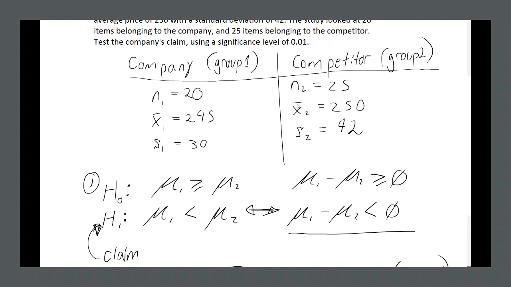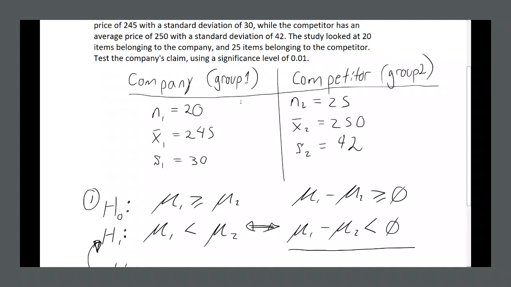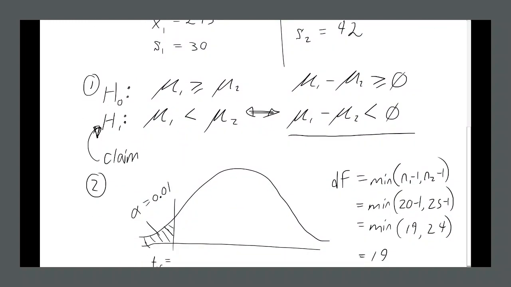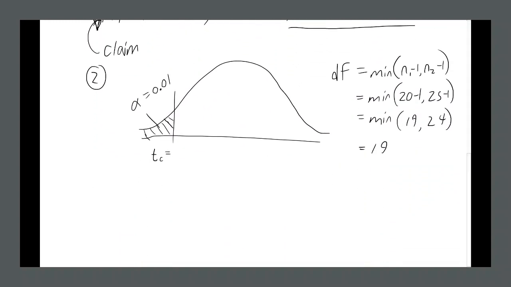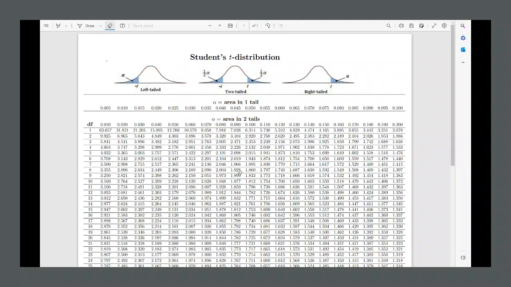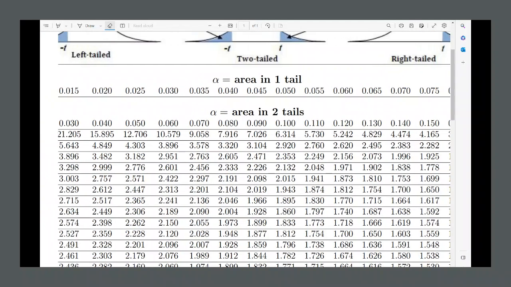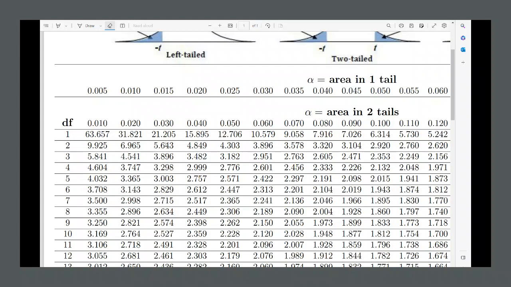So we just took our two sample sizes, whatever the smaller one is, subtract 1 from it. That's how we got our degrees of freedom. So we're going to go to our t-table. We'll look for 19 degrees of freedom and a tail size of 0.01. So there's our t-table. Our tail size of 0.01 is right here.